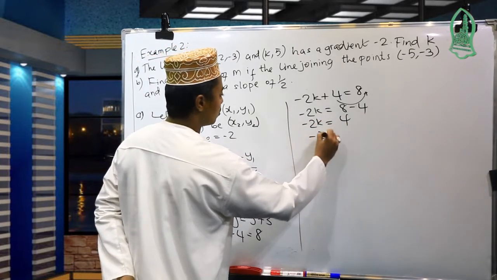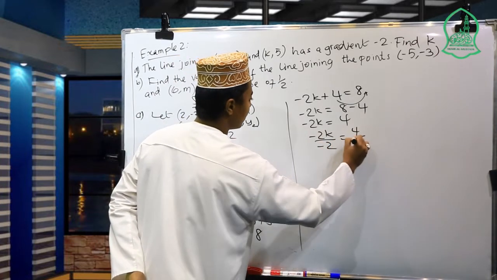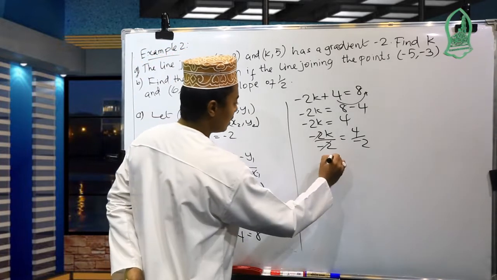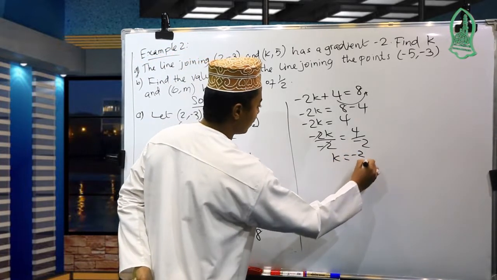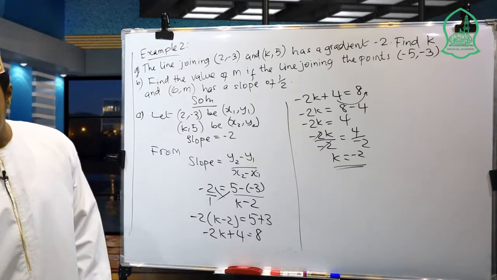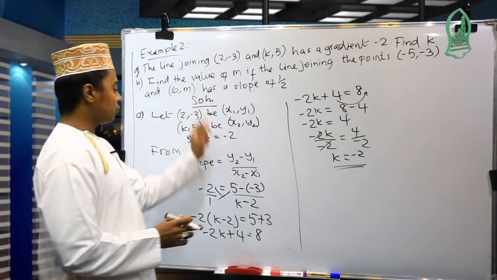Then divide by negative 2 on both sides. 4 divided by negative 2, then here they cancel each other. Then the value of k becomes equal to negative 2. The value of k becomes equal to negative 2. So this question is solved like this.